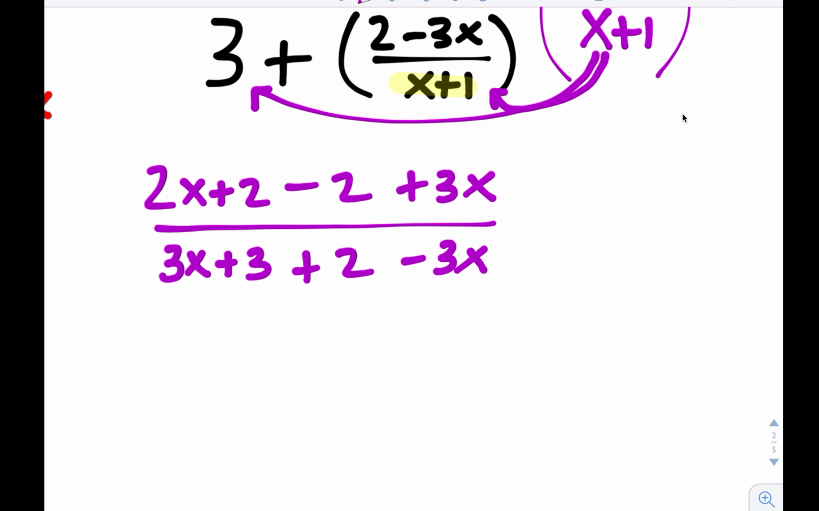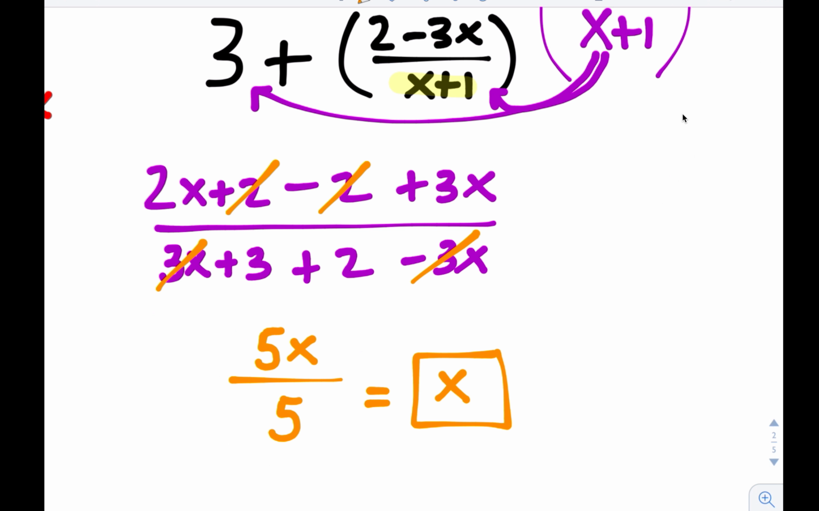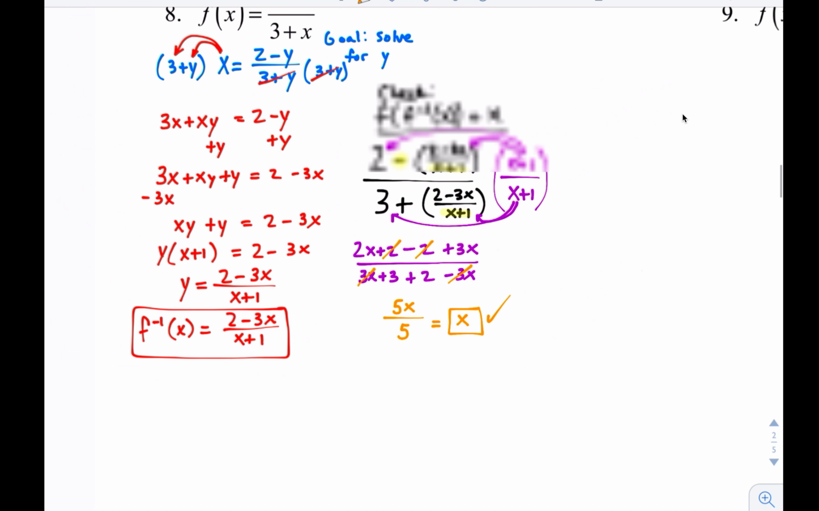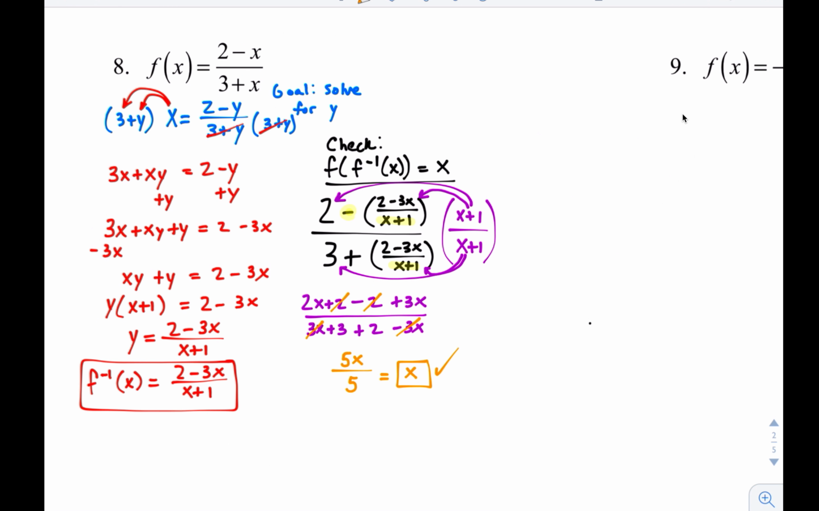So my 2's are going to cancel, right? And then 2x plus 3x is 5x. And then the 3x and the negative 3x are going to cancel. And then 3 plus 2 is 5. So 5x divided by 5 is x. And that's what you wanted. Okay? Now, again, if you don't get just one x, then you need to maybe go back and check your work for your inverse, because maybe you made a mistake along the way.